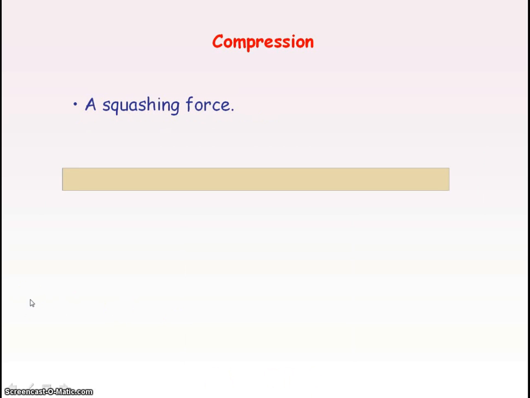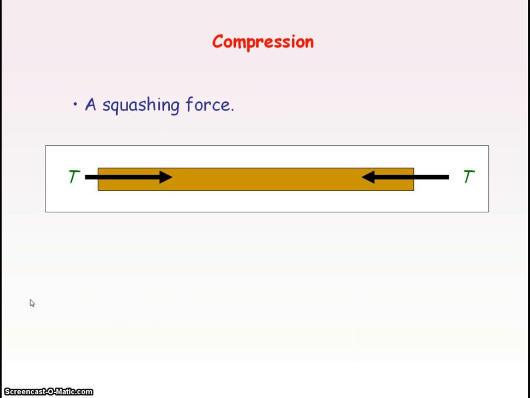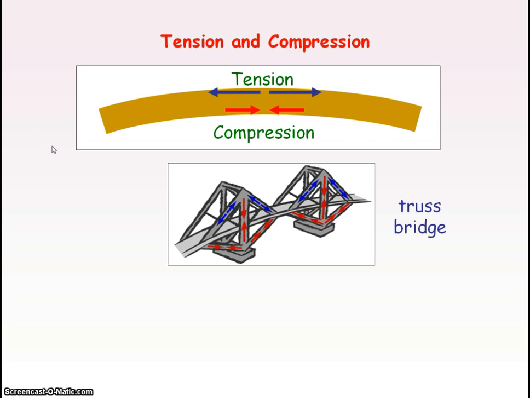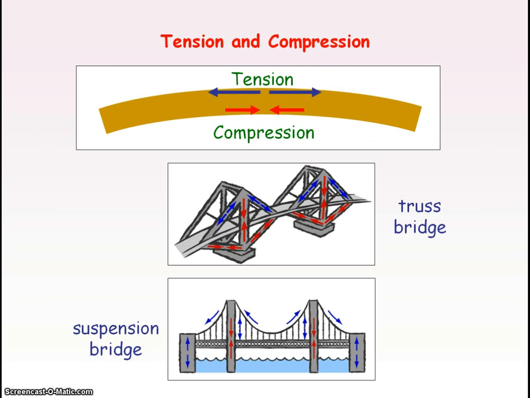Compression is a squashing force, so it's the opposite of tension. And so if you were to bend a beam, then on the upper surface it's being stretched, so tension is occurring, and the lower surface is being compressed, so compression is occurring. And tension and compression is important when designing bridges.